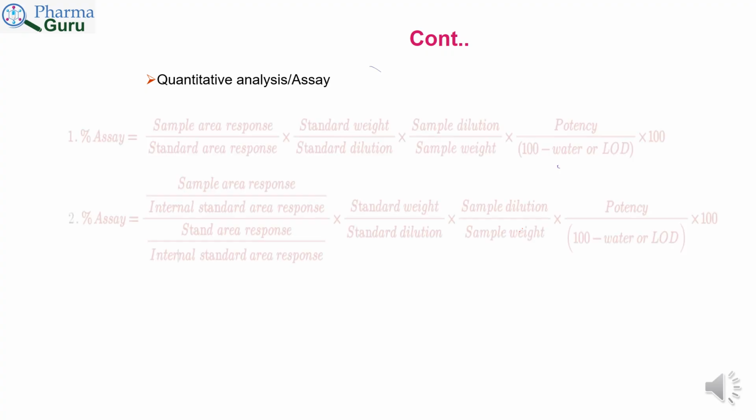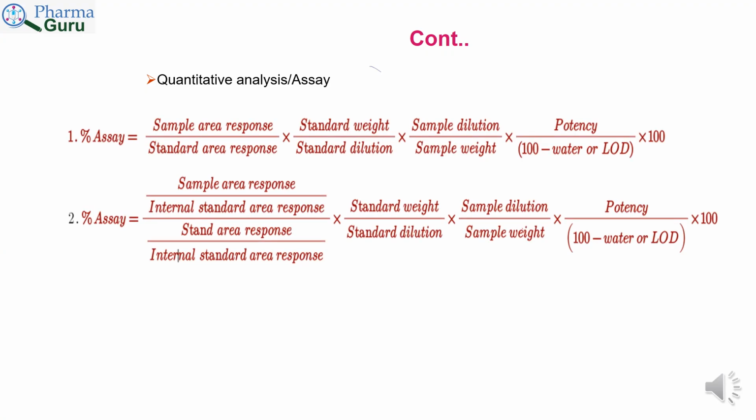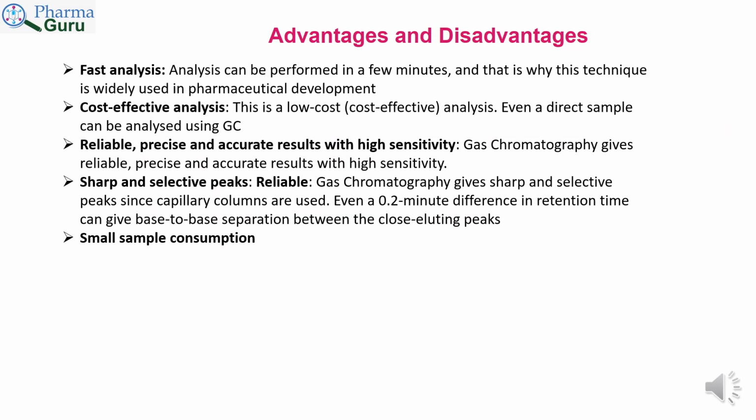GC is also used for quantitative analysis like assay test and content test. Following formula is used for quantification: sample area divided by standard area, standard weight divided by standard dilution, sample dilution divided by sample weight into potency divided by 100 minus water or loss on drying into 100. If we are using internal standard, then this formula will change.